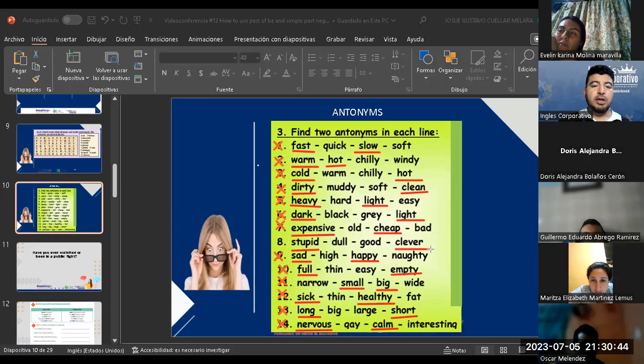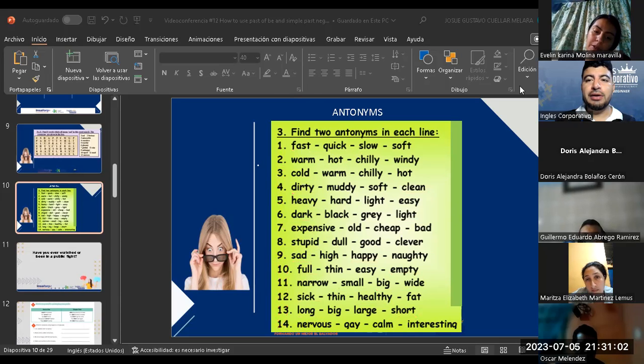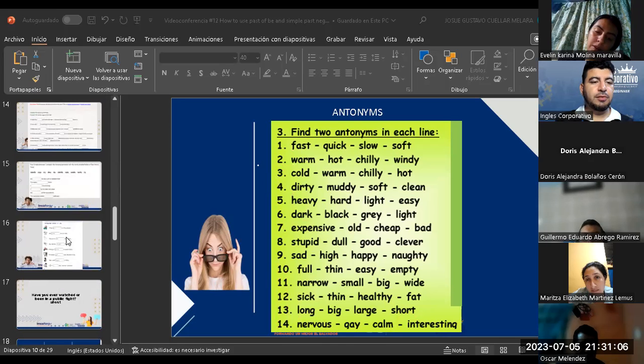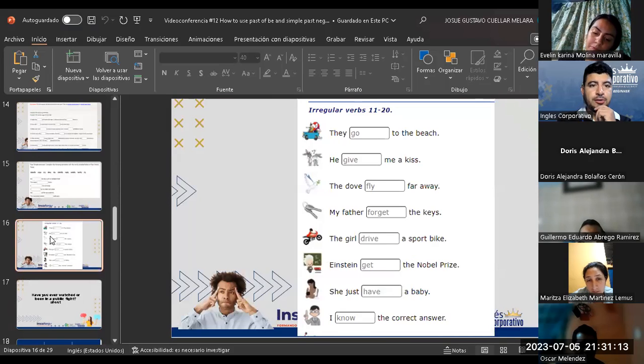Thank you, my friends. So if you notice here, we have antonyms. This is really helpful for your vocabulary. Remember, we studied nouns, verbs, adjectives, adverbs. And in this case, all of them are adjectives. But we have to be clear about the antonyms. So we can have a better idea how to describe people, situations, or things, or places.